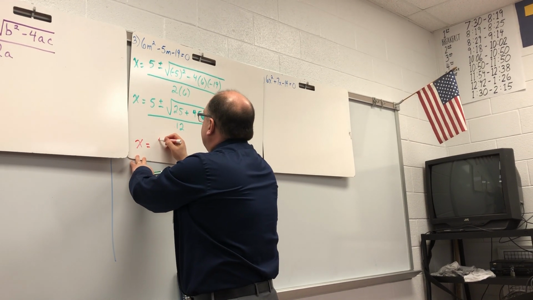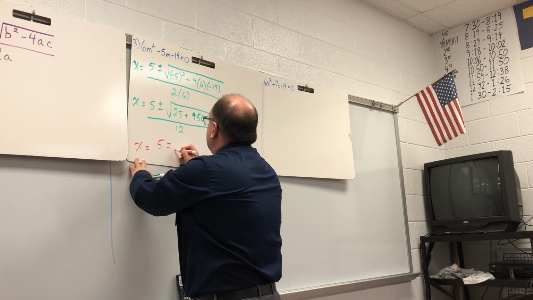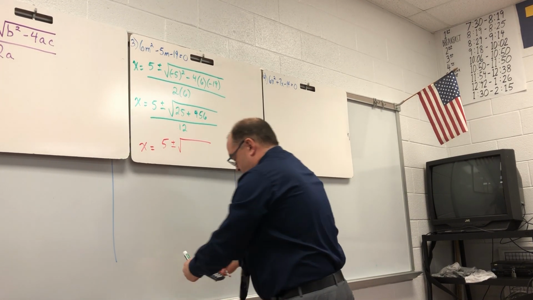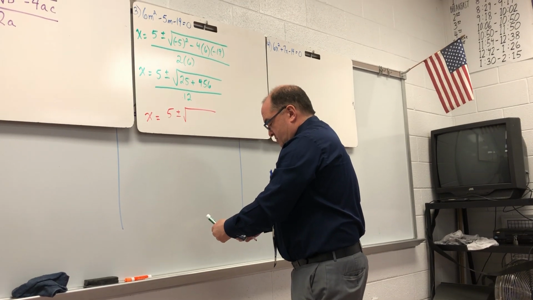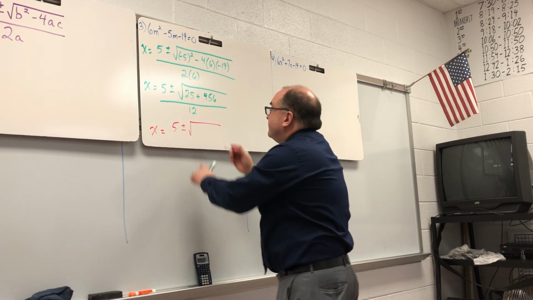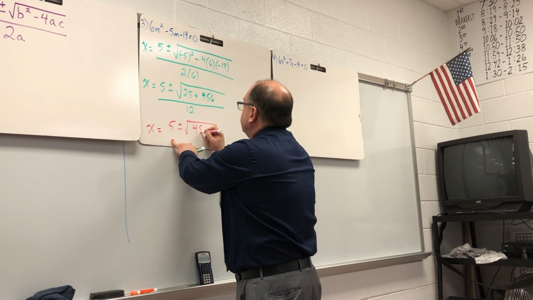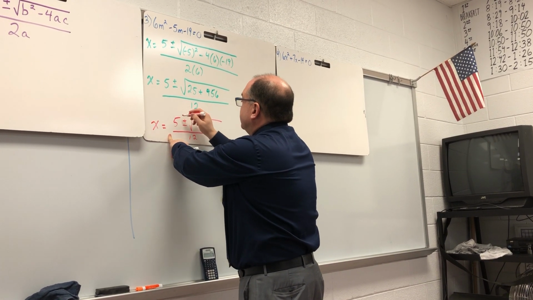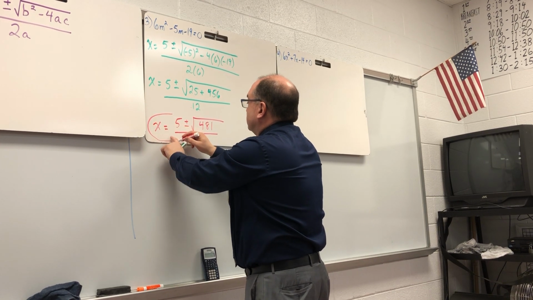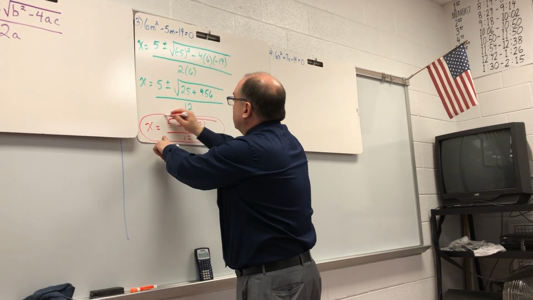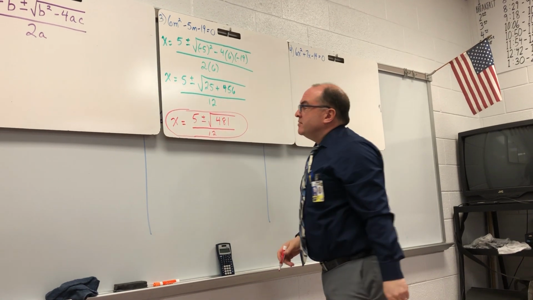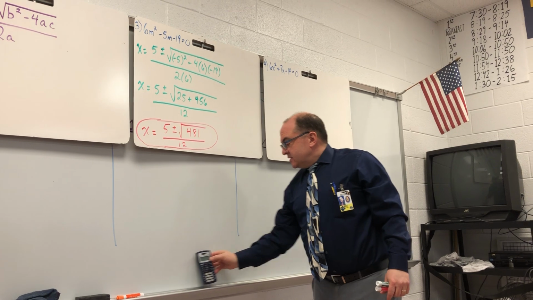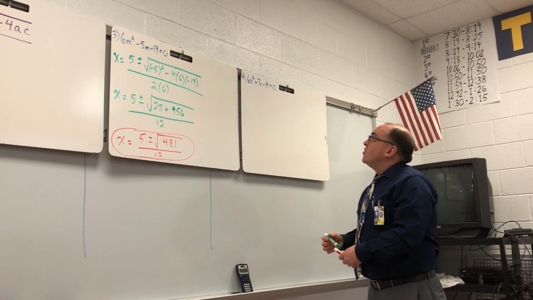X equals 5 plus or minus square root 481 all over 12. Okay? Done. Easy. 3 steps. That's all I'm looking for. One more time.